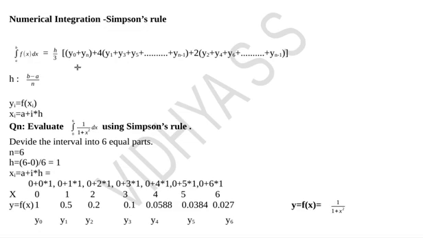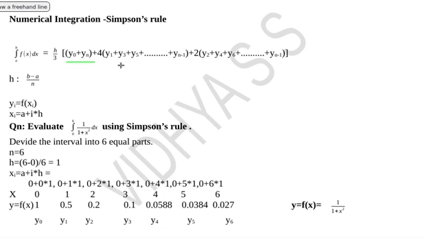f of x dx equal to h by 3 [y0 plus yn plus 4 into (y1 plus y3 plus y5 plus etc. up to yn minus 1) plus 2 into (y2 plus y4 plus y6 etc. up to yn minus 2)]. Here the difference is, similar to the previous case, first take the initial term and the final term first.